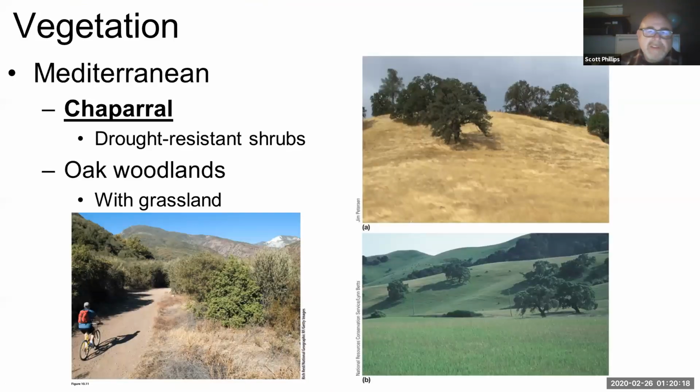The typical vegetation, the most characteristic, is chaparral. These are drought-resistant shrubs, more common in Southern California and a bit less in Northern California. Up where we are near the Sierra Nevada foothills, we also have oak woodlands, another type of Mediterranean vegetation where we have scattered oaks with grasslands in between. If you were to start to drive into the Sierra Nevada from Fresno, you would quickly encounter this Mediterranean biome of scattered oaks.